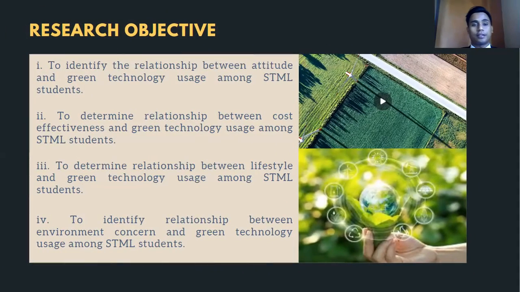Now I continue my presentation to the research objectives. My research objectives are divided into four. First, to identify the relationship between attitude and green technology usage among STML students. Second, to determine the relationship between cost effectiveness and green technology usage among STML students. Third, to determine the relationship between lifestyle and green technology usage among STML students. And the last, to identify the relationship between environment concern and green technology usage among STML students.